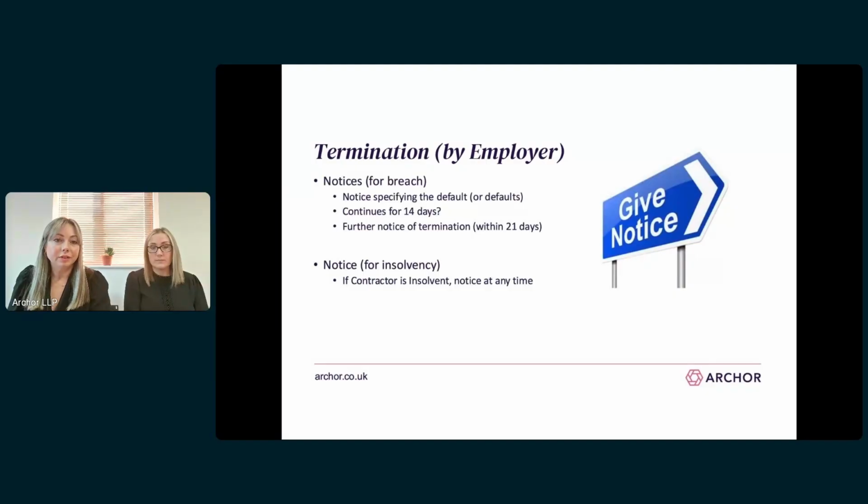So you've got a specified default. What can the employer do? So step 1 is to send a notice to the contractor specifying what the default is, or defaults, there might be more than one. So if the contractor then doesn't remedy the default or defaults within 14 days, the employer can take step 2, which is to serve a second notice terminating the contractor's employment under the contract. So the employer has 21 days from the end of this 14-day period to serve the termination notice.